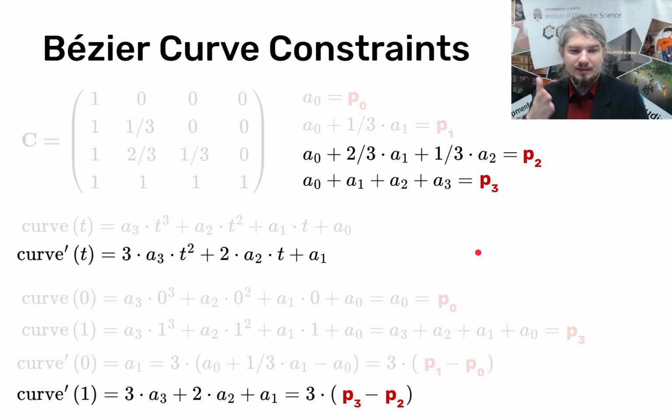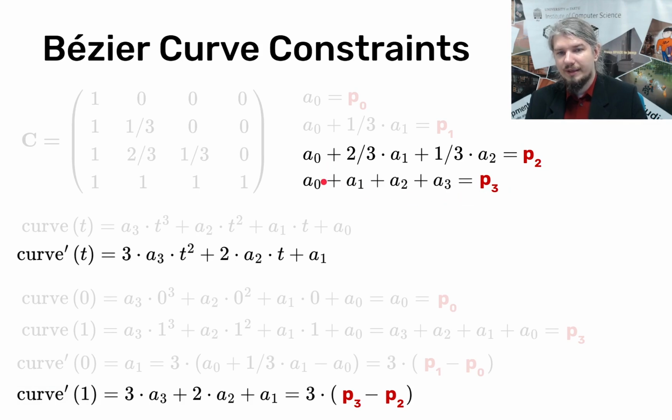So we have this 3 times A3 plus 2 times A2 plus just A1. And well, we have all of these A's over here for P3. And we also have this P2. So maybe it's similar to the first derivative. So if we just subtract those two, then from P3 we subtract P2.